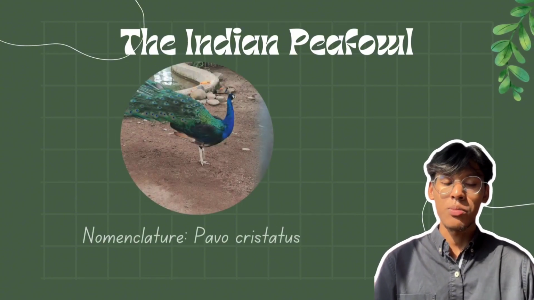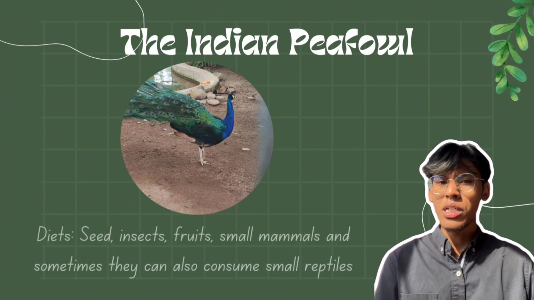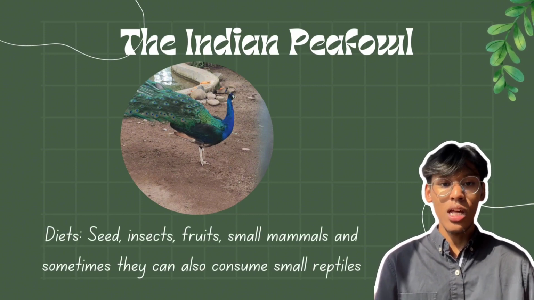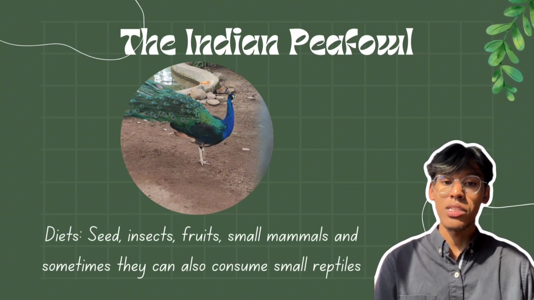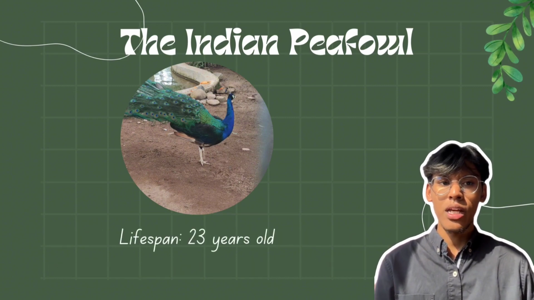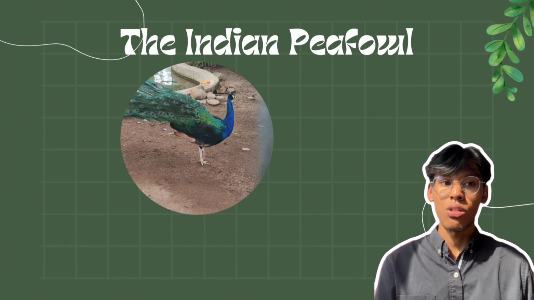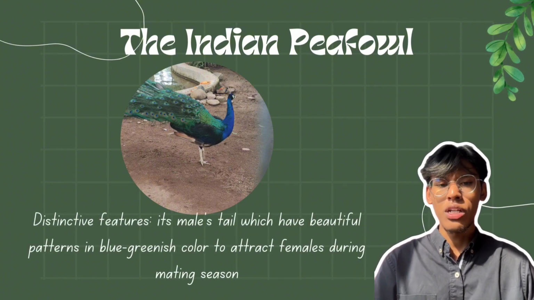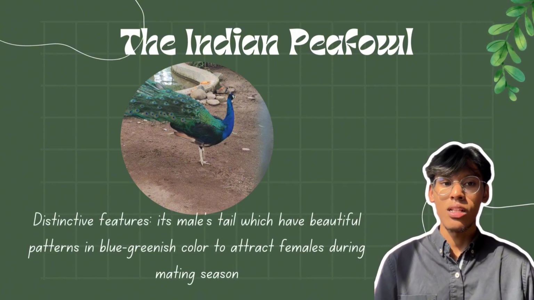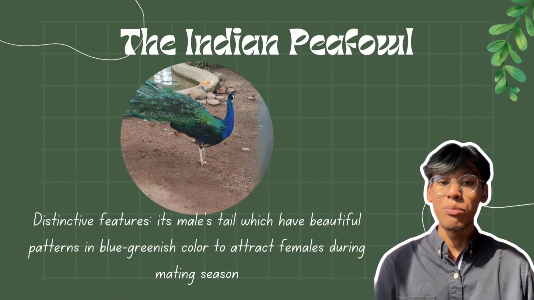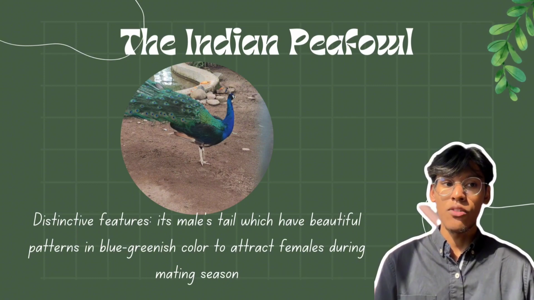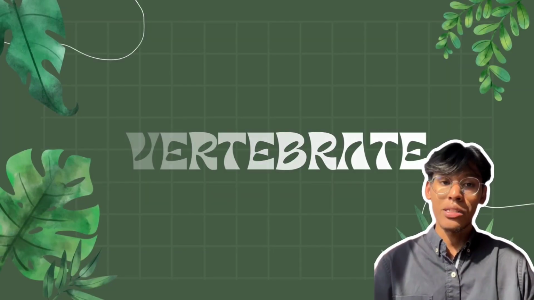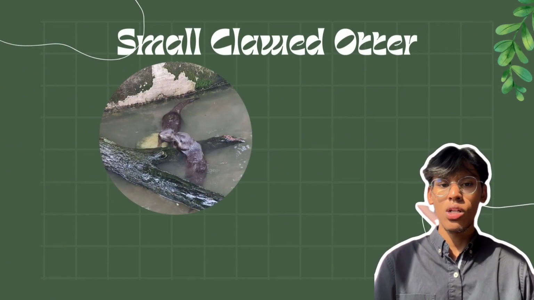Its scientific name is Pavo cristatus. Their diets mainly consist of seeds, insects, fruit, small mammals, and sometimes they can also consume small reptiles. Their lifespan can reach a maximum of 23 years old. The distinctive feature of the Indian peafowl is its male tail, which has a beautiful blue-greenish pattern to attract females during mating season. Next animal is the small clawed otter.